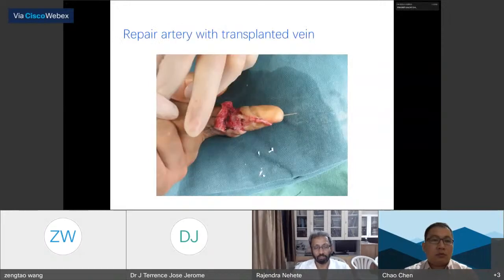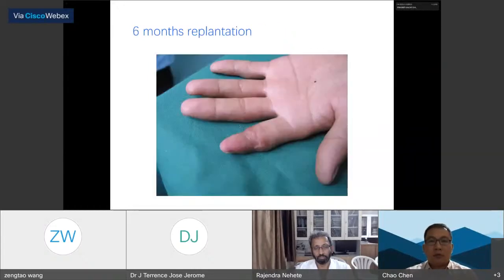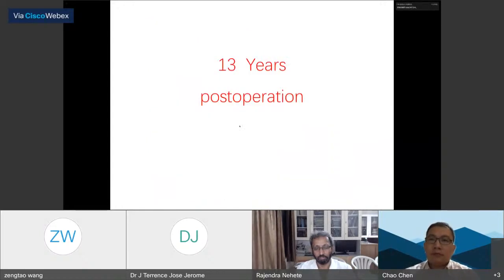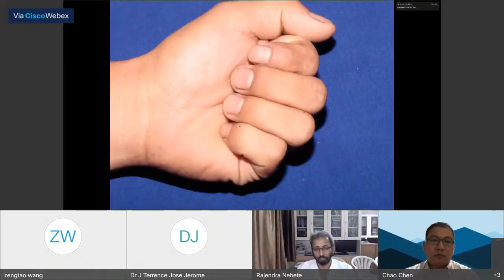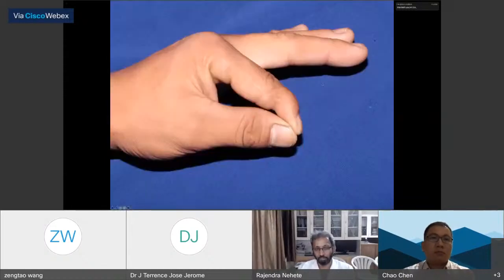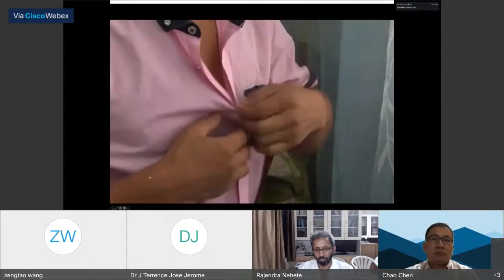And the repair was done with a transplant with the vein. Second month, and 13 years post-operation, a good appearance and good function. And the joint and the bone, the joint function and the function.